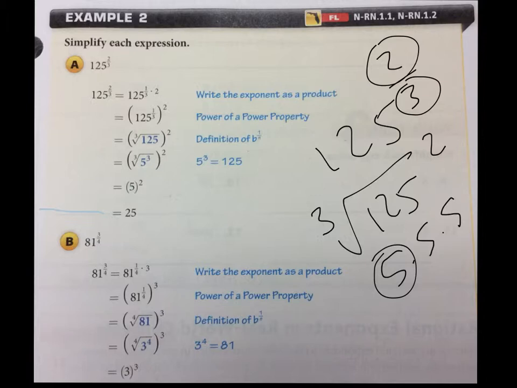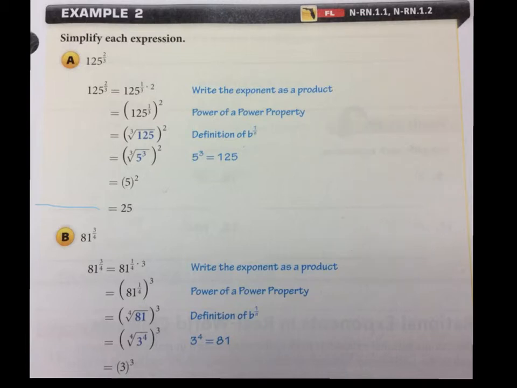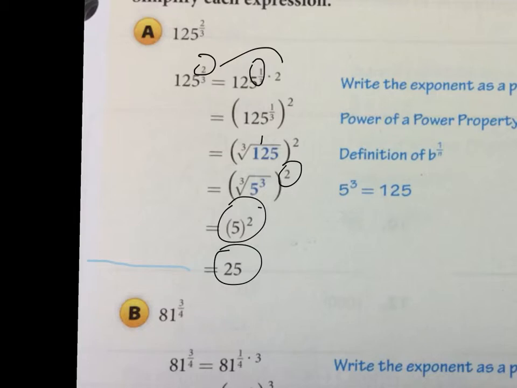So when I replace that, let me go ahead and erase that real quick. Let me erase this right here. Okay. So basically, as you notice, let me kind of blow this up a little bit. Now, what they did was they took the 2 right here from the power, and they moved it to the outside. They took the 1/3, and they're going to take the cube root of 125, which is 5, and then they're going to square it. All right, so 5 squared is 25.